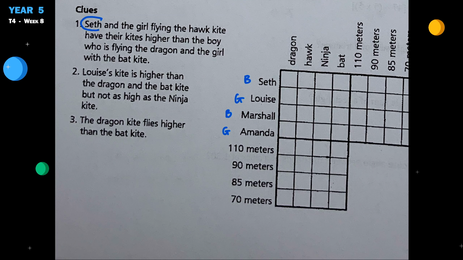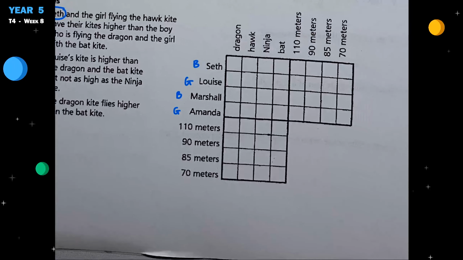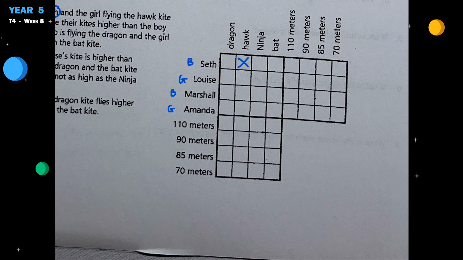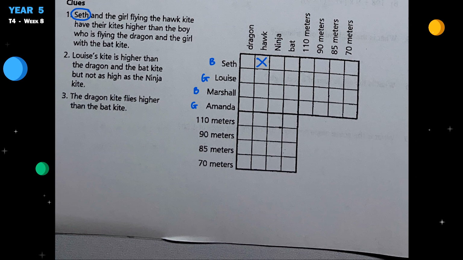first. And the girl flying the hawk kite. That means Seth cannot be flying the hawk kite because it's another person. Have the kites higher than the boy who is flying the dragon and the girl with the bat kite. And the girl flying the hawk kite and higher than the boy who is flying the dragon. So another boy who's flying a dragon. That means, because Seth is listed first, it can't be Seth. There's two boys here.